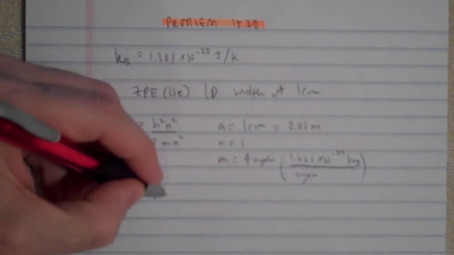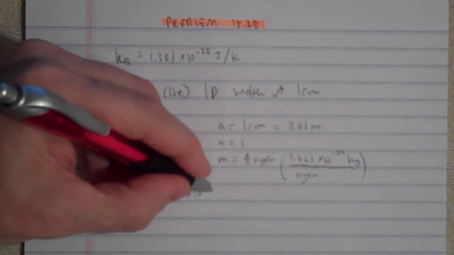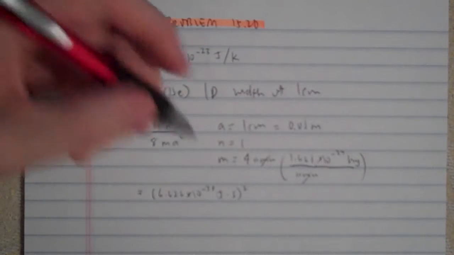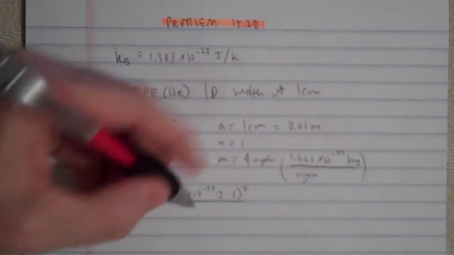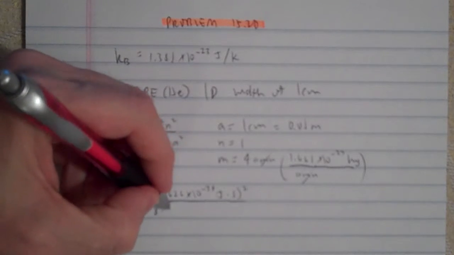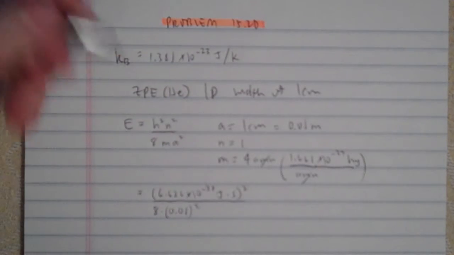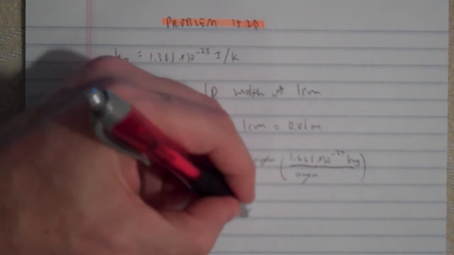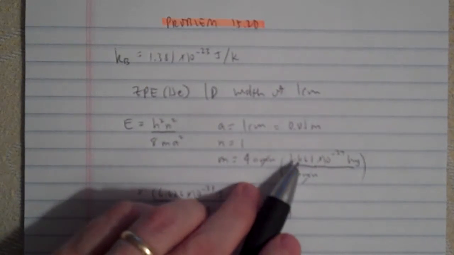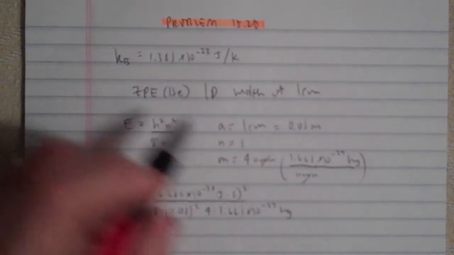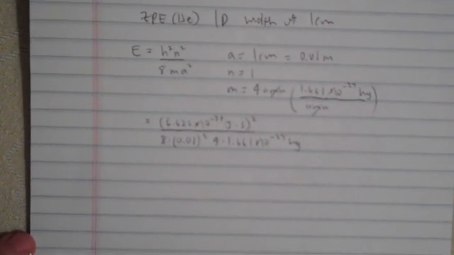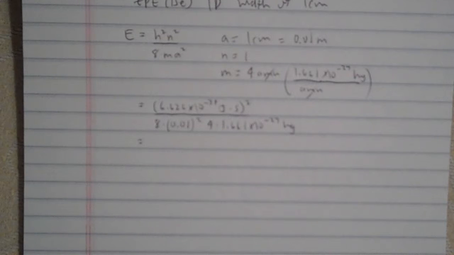So I think you see where I'm going with this. This is going to end up being (6.626 times 10 to the negative 34 joule seconds) squared times 1 squared, and that's dimensionless, so let's leave that off, over 8 times 0.01 squared times 4 times 1.661 times 10 to the negative 27 kilograms. That's in the front of the book. That's just a constant. I wouldn't expect you to know that 1 AMU was 1.661 times 10 to the negative 27 kilograms. All right. So having said that, let's calculate what this is, and there will be our answer.